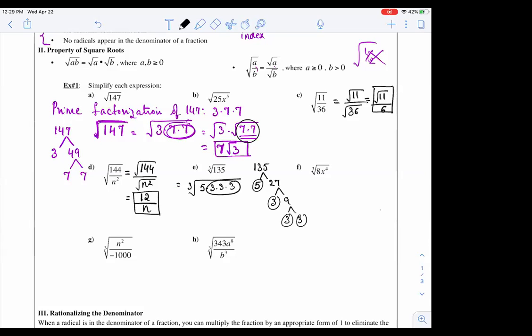We have a triple. And when you take the cube root, what do you do with all these triples? How many of them actually go out? 1. Because 3 times 3 times 3 is 27, and the cube root of 27 is 3. So one of the 3s from the triple goes out of the cube root, and the only thing that's left is the 5, and that's going to stay inside the cube root. So this is 3 times cube root of 5.